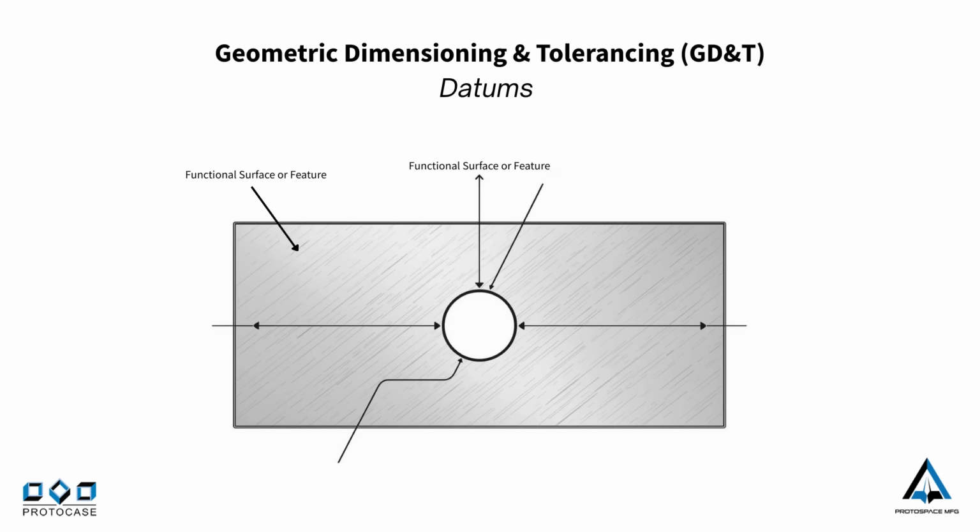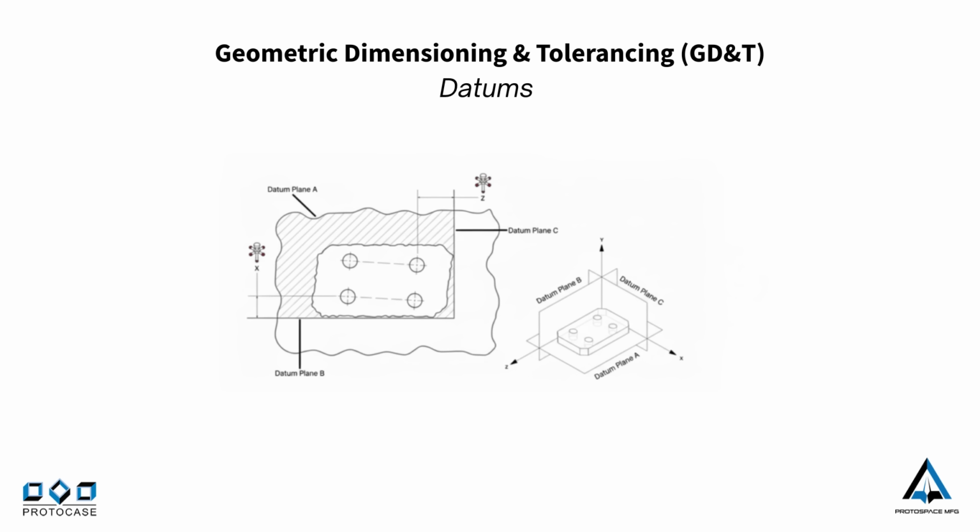Now, a datum is a theoretical reference point, a line or surface on a part that serves as the origin for measurement in manufacturing. It acts as a frame of reference against which other features are defined and inspected, ensuring consistency in how parts fit and function together. Datums are usually selected from important functional surfaces or features, such as a flat face, a hole, or even an axis, and they're labeled with capital letters.